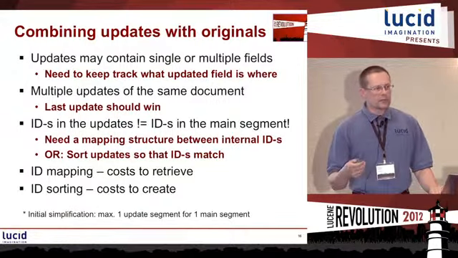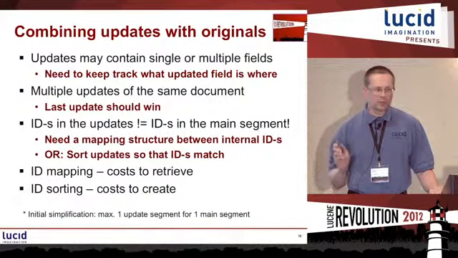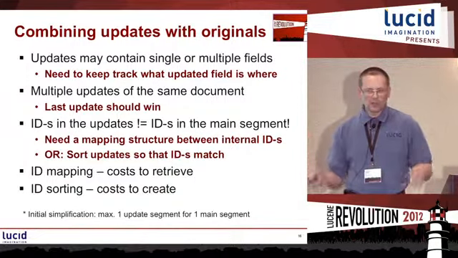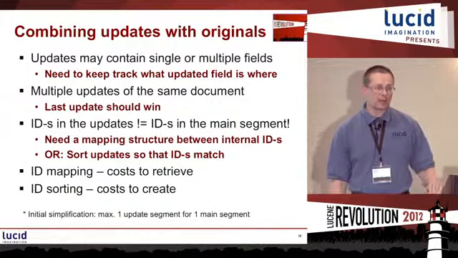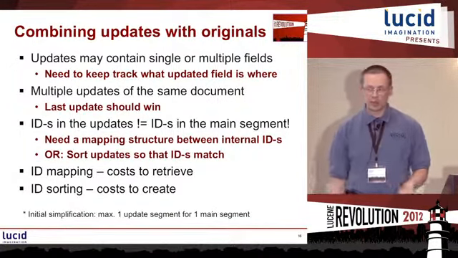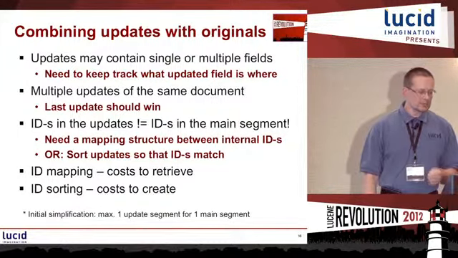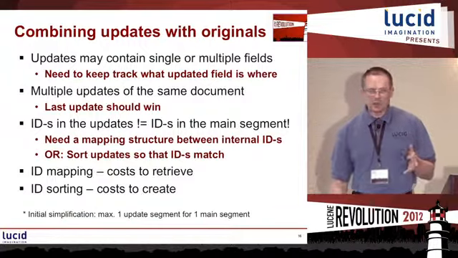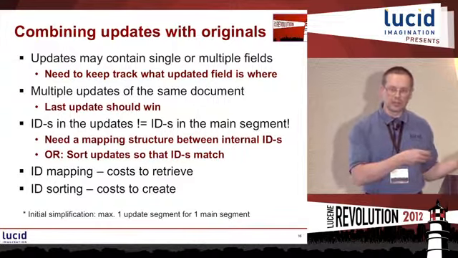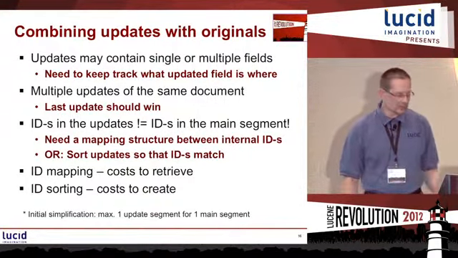It would be nice if users were able to issue partial updates as they want. One update may contain one field, another update may contain 10 fields, and I could perhaps add another document if I made a mistake with a correction of a previous update, right? So the last update should win, and of course the IDs in these documents that represent updates don't match the original document IDs. So we either map or we resort.